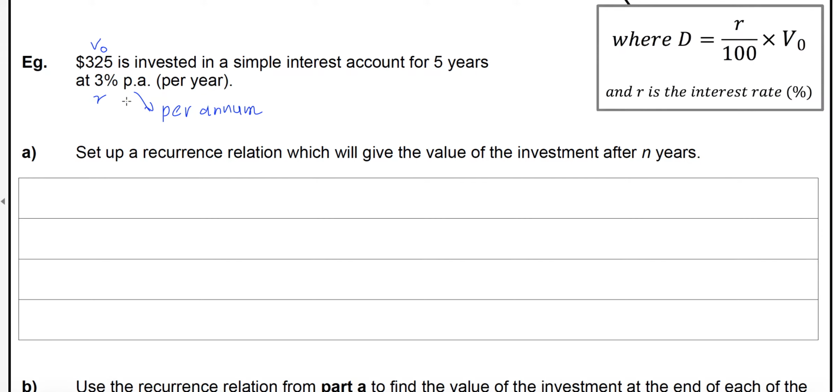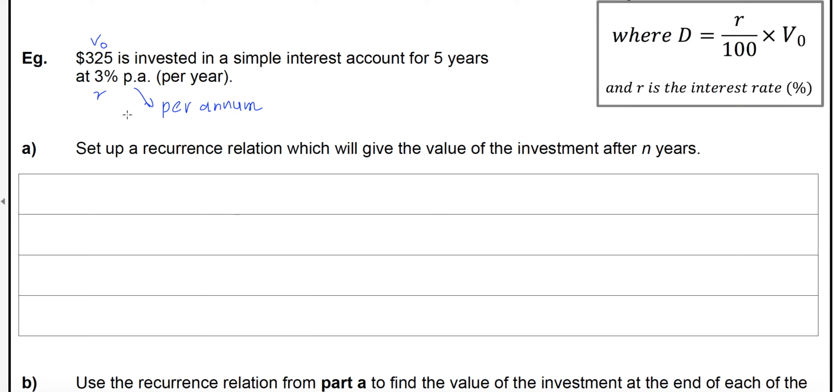So 3%, so that means 3 is our R value. All right, set up a recurrence relation. So it's going to give you the value of the investment, so how much you actually have altogether after n years. So first of all, we need to know how much you're going to be earning on this investment. So in other words, what is our D value? So we need to find the percentage of the principal that we're going to get.